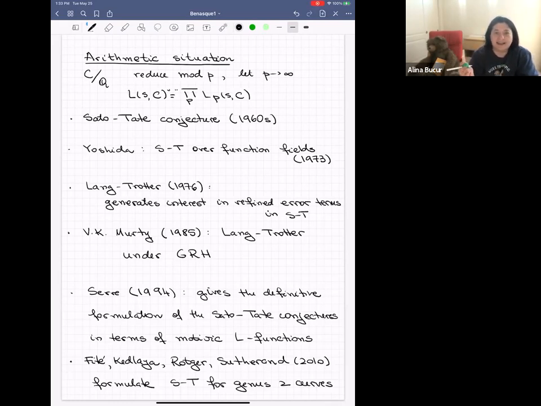What can you say? And the answer is, well, not all that much, because somehow Lang-Trotter is too fine a conjecture to attack on average like we can do with L functions.